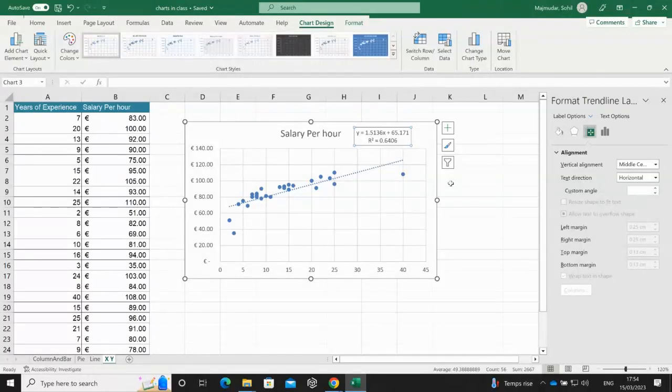So make a note, if the R squared value is between 0 to 0.3, you will say a weak relationship. If it is between 0.3 to 0.7, you will say a medium relationship. And 0.7 to 1 will be a strong relationship between X and Y. And make a note, this R squared will always be between 0 and 1.